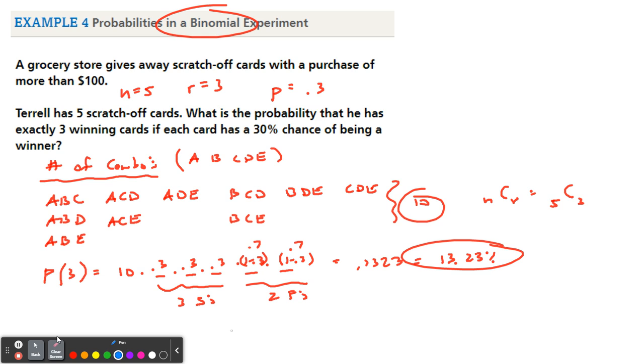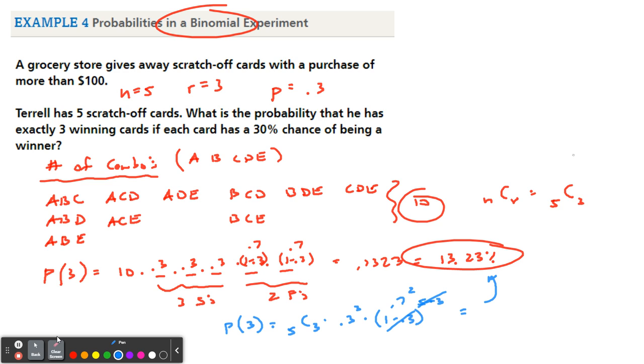Now again, if you just use the formula, and I would give this formula to you, the probability of getting 3 successes would be 5 choose 3, so how many different ways to pick 3 cards, times the probability of a success, 0.3 raised to the 3rd power, times the probability of a failure, 1 minus 0.3, raised to the n minus r power, 5 minus 3. So this is 0.7, the exponent is 2, and that's where you get these 2 0.7s. And if you did the same thing, you would still get that percentage.